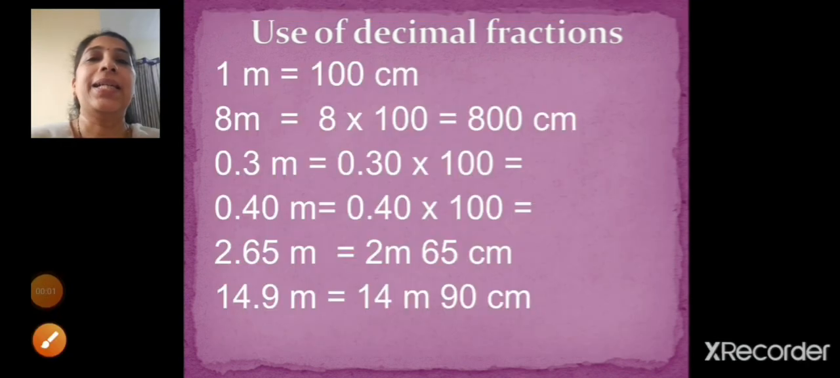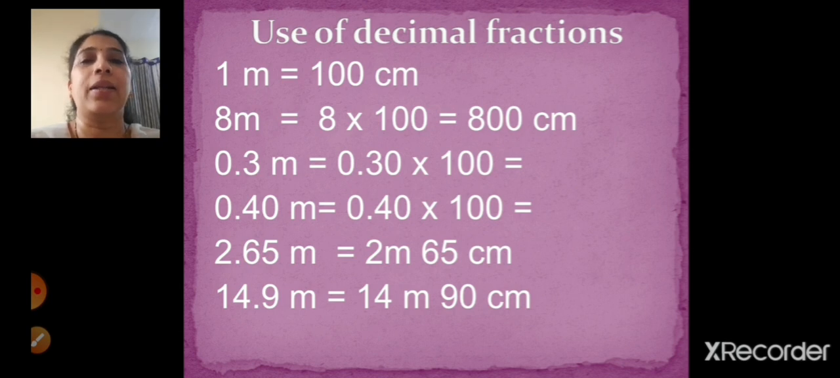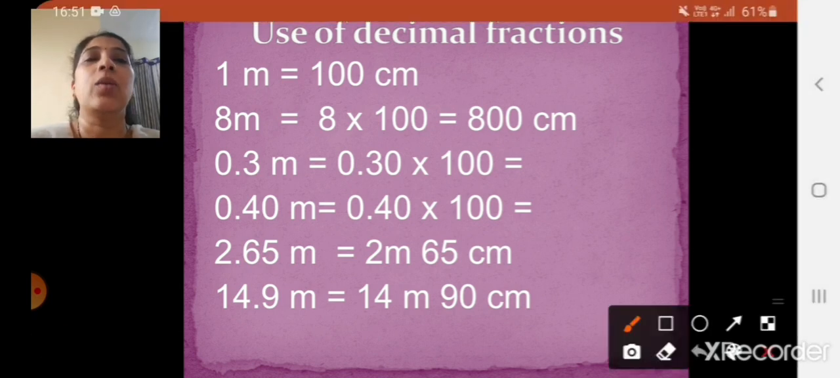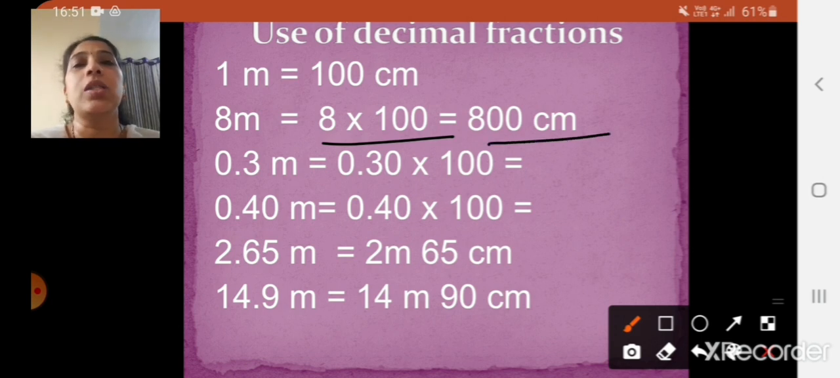Now let's see the conversion of meter to centimeter. 1 meter is equal to how many centimeter? 100 centimeter, right? So 8 meter is equal to how much centimeter? So what we will do? 8 into 100. So 8 into 100 becomes 800 centimeter, because 1 meter is equal to 100 centimeter.